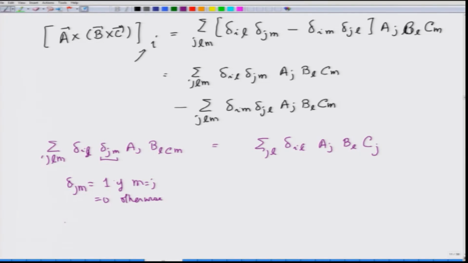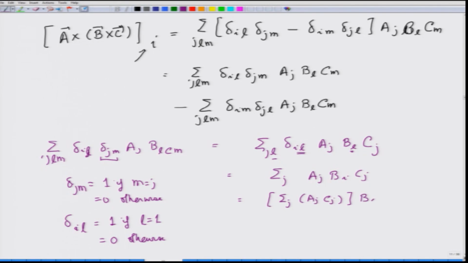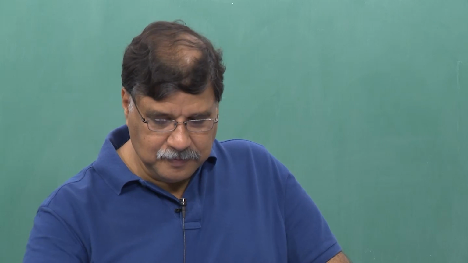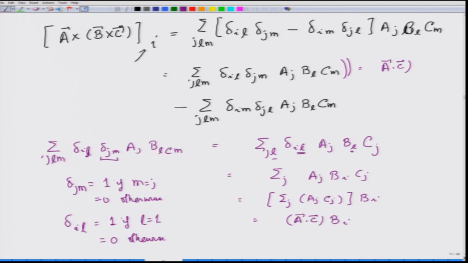Similarly, delta i l is equal to 1 if l equals i, 0 otherwise. So when I sum over l, summation over j, delta i l forces l to be equal to i. So I get A j B i C j, which I can write as summation over j of A j C j times B i. Summation over j of A j C j, which is A 1 C 1 plus A 2 C 2 plus A 3 C 3, is nothing but A dot C times B i. So you can see that the first term is nothing but A dot C B i.